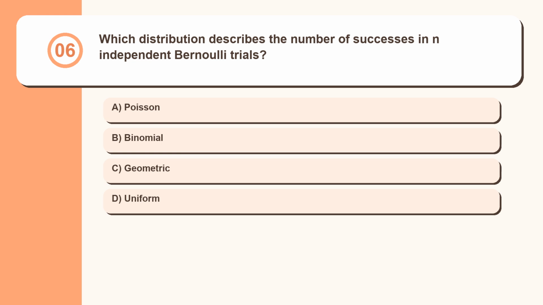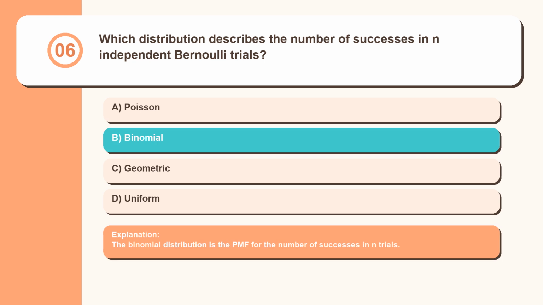Question 6. Which distribution describes the number of successes in n independent Bernoulli trials? Poisson, binomial, geometric, uniform. The binomial distribution is the PMF for the number of successes in n trials.